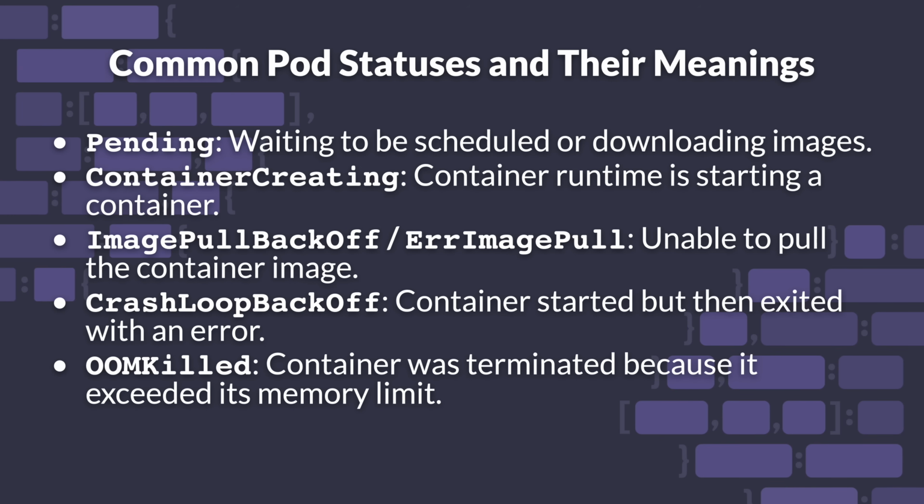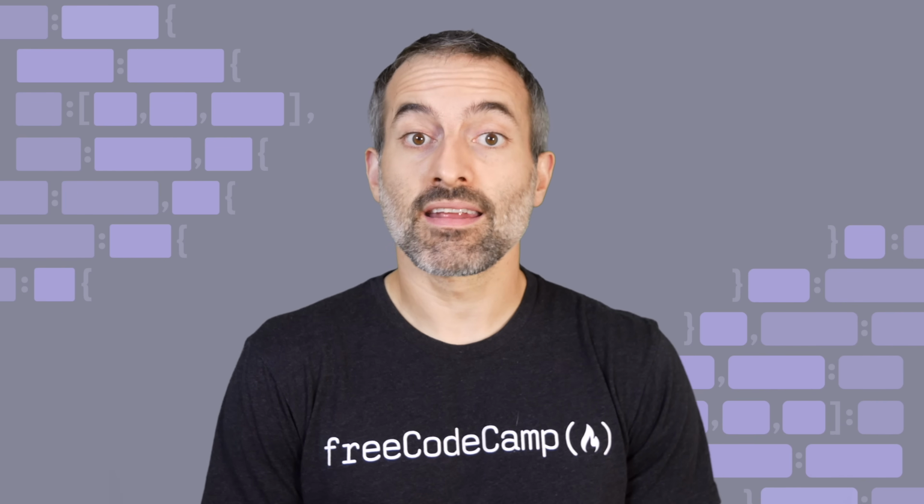ContainerCreating means the pod has been scheduled to a node, but the container runtime is in the process of starting a container. ImagePullBackOff, or ErrImagePull, means the kubelet was unable to pull the container image from the registry. CrashLoopBackOff means a container in the pod started but then exited with an error. The kubelet is repeatedly trying to restart it, but it keeps crashing. An Error status means the pod has failed and the phase is not Succeeded. And OOMKilled means the container was terminated because it exceeded its memory limit.